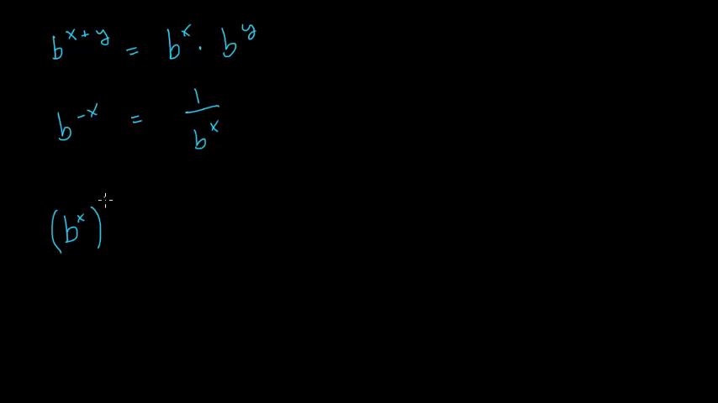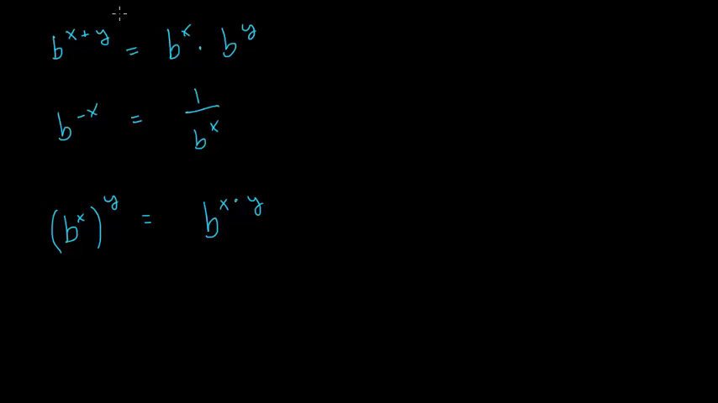Let me just write them down one more time to have them all in one place. So if you have b to the x plus y, that's equal to b to the x times b to the y. If you have b to the minus x, that's equal to 1 over b to the x. And if you have b to the x and then all of it's raised to the y, that's equal to b to the x times y.